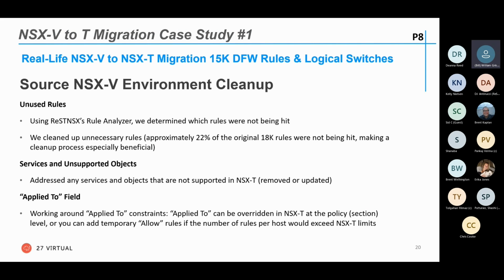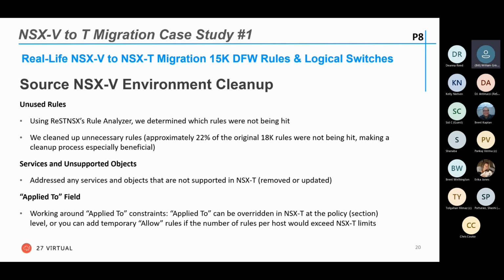So the first thing we had to do is clean the environment up, get rid of unused rules, anything that wasn't supported, get rid of it, and make sure we understood apply to. Now, apply to is kind of a hard thing to explain, but I'll spend a little bit of time on this one. In NSX-V, if you have anything other than DFW in the apply to, and you're going to do a lift and shift with the same vCenter and do a gradual migration in the target NSX-T environment.